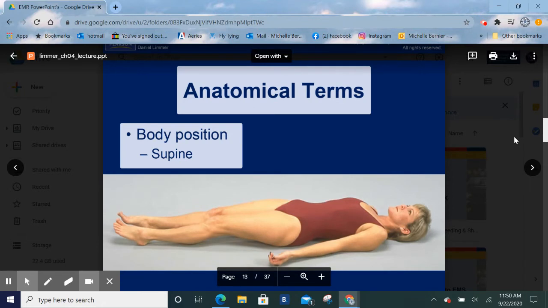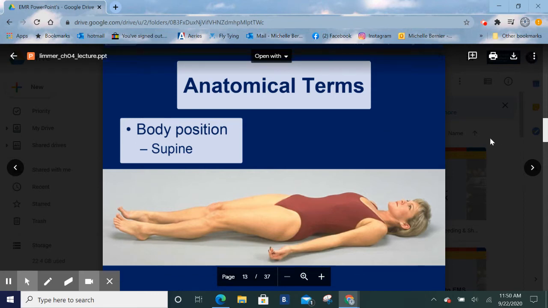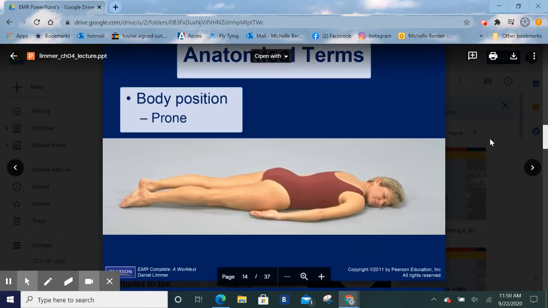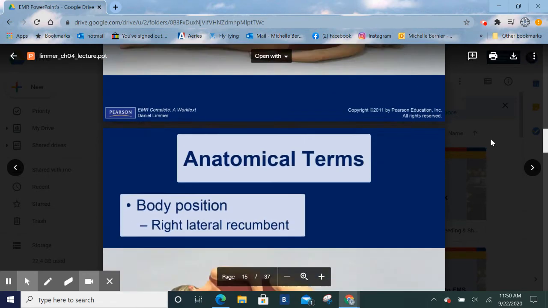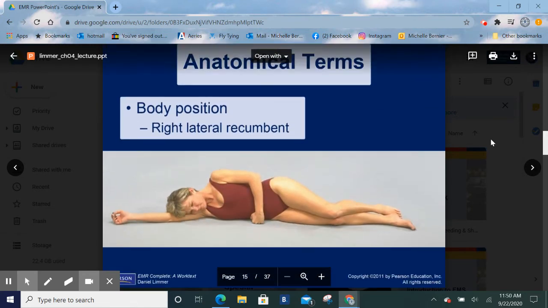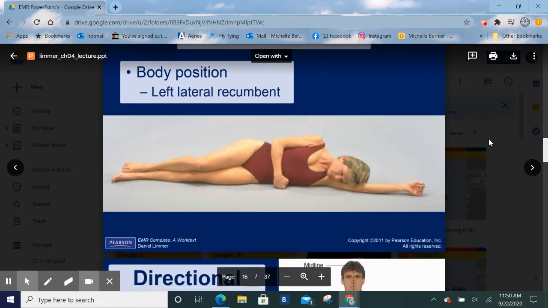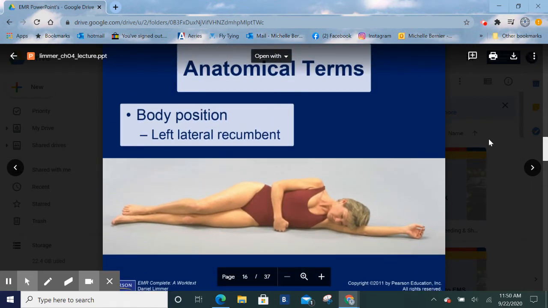Anatomical positions of the body. When we find a patient lying on their back, they're referred to as supine. When we find a patient laying on their belly, we find them in prone position. Body position, right lateral recumbent. This person is obviously, as you can see, laying on their right side. And left lateral recumbent for anatomical position.